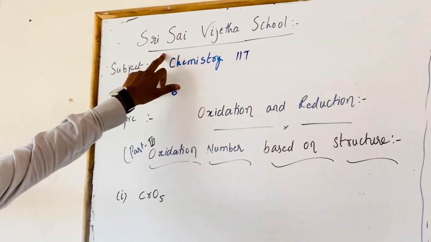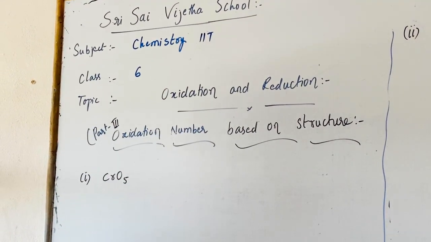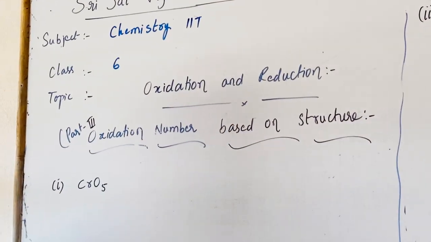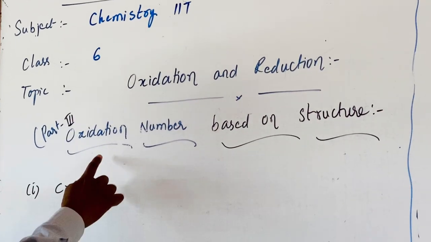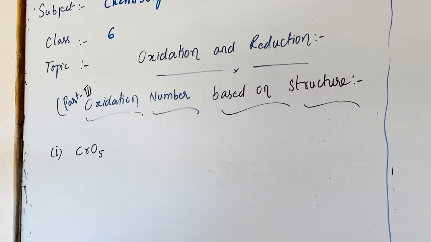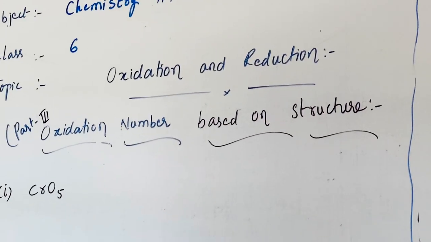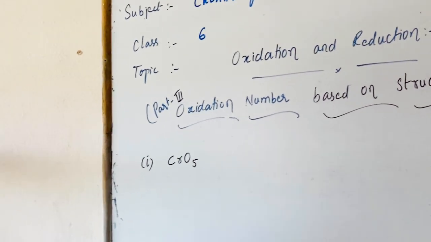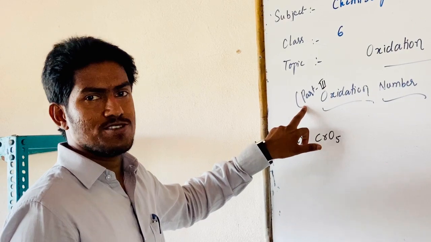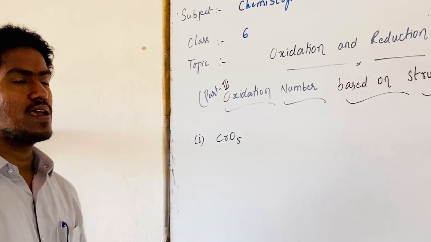Welcome to Sri Saivijetha School, and I am dealing the subject Chemistry IIT. Today's session is for Class 6, Chapter Oxidation Reduction. It is the continuation of oxidation number. In the previous two classes, we have discussed the definition of oxidation number, rules of finding oxidation number, and oxidation number of radicals. Now, coming to this session, part 3 of oxidation number is related to the structure of the given compound.